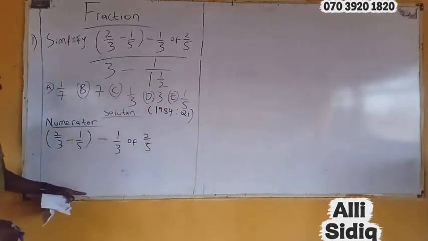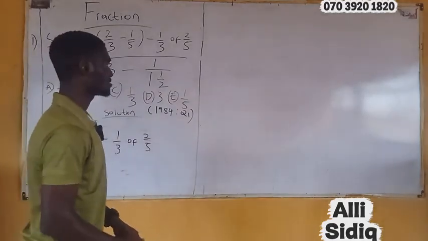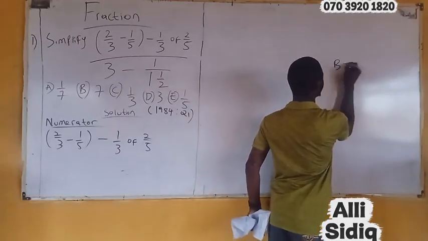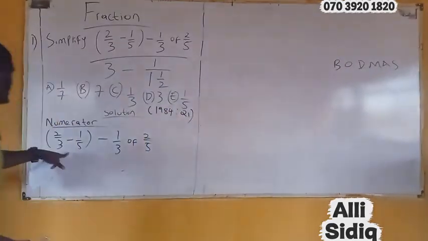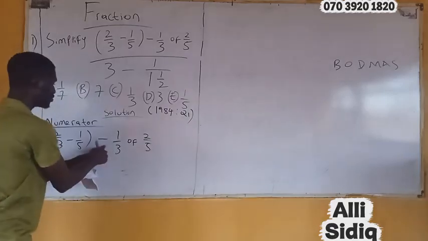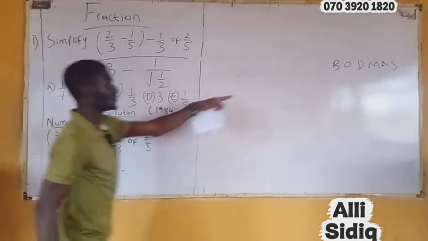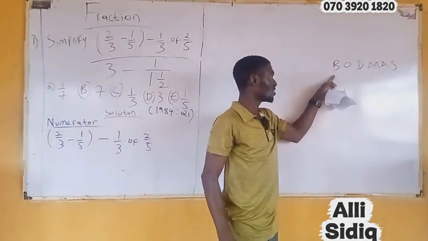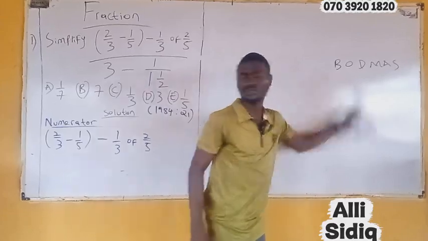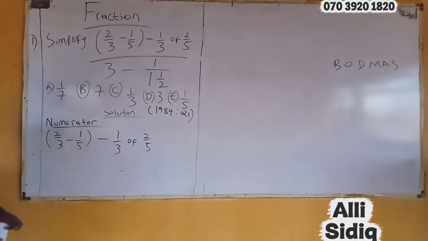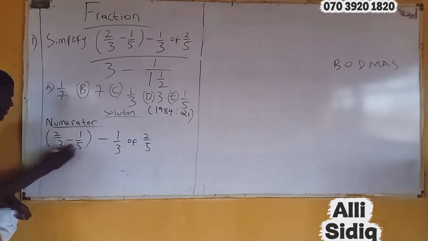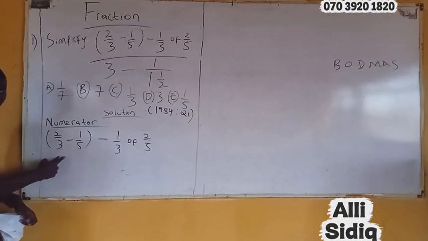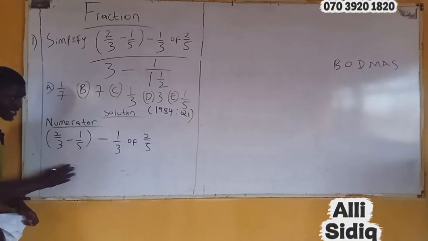Now to solve this, according to BODMAS, which one am I solving first, between the brackets and the of? I'm solving the bracket first, because in BODMAS, bracket comes first. So now I'll need to solve everything in this bracket. I'll look for the LCM of 3 and 5, get my answer for everything in this bracket, and move on to the next part.